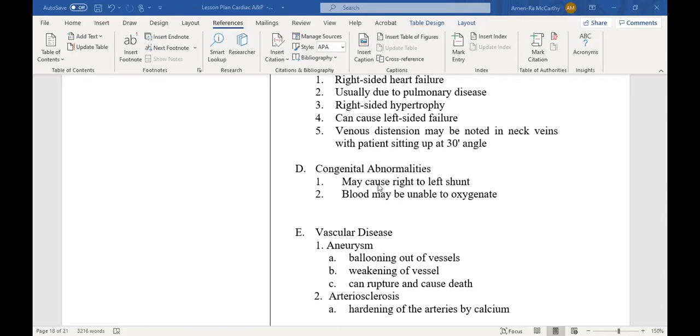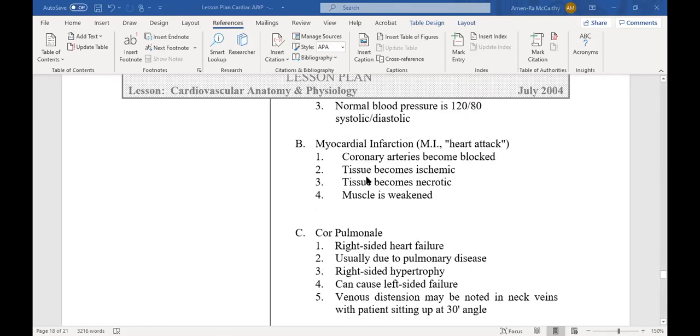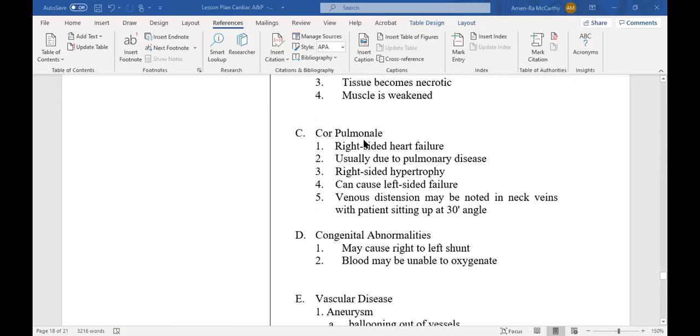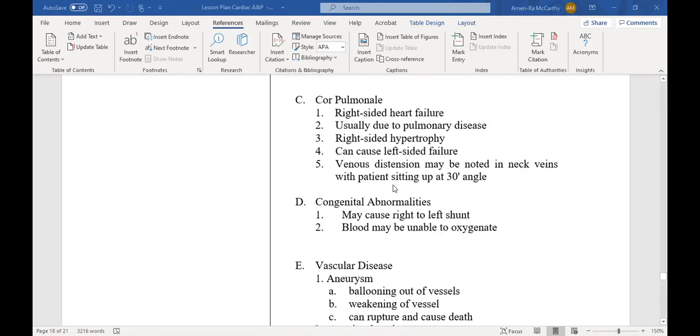All right. Congenital abnormalities are also the next type of diseases. So first you have your myocardial infarction, which is really a left-sided problem. It's a heart attack. You have a right-sided heart failure called cor pulmonale, and these are the telltale signs of what it is about.